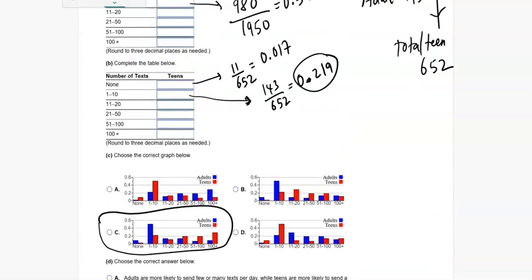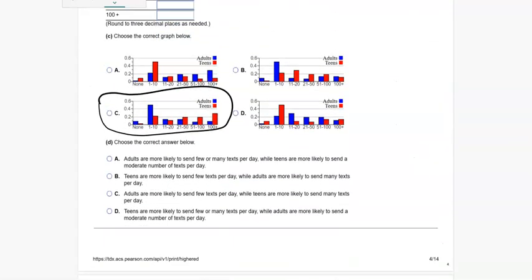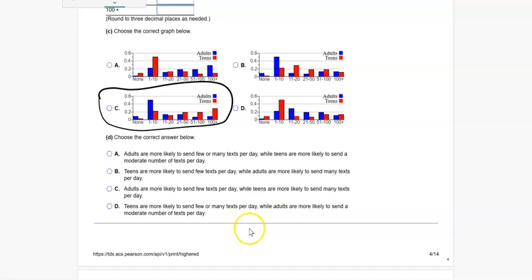For part D, you compare the texting habits of adults and teens. If you look at this correct graph here, you see that as the number of texts increases, teens are sending more texts. So see, as the number of text messages increases, the teen relative frequency is more. That means the percentage of teens who are sending text messages is more. So the answer is, let's read the options here. If you read the options, the answer must be C.